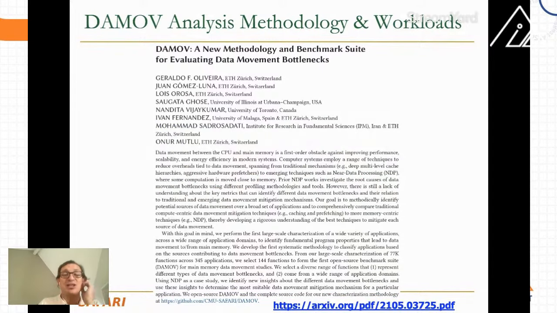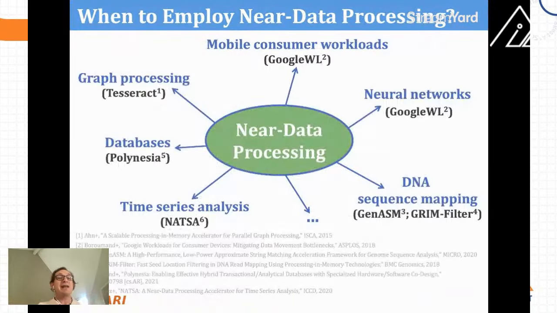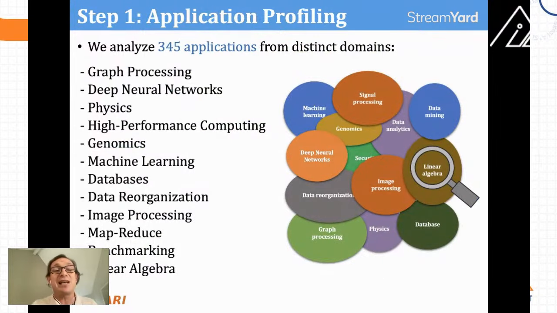So one thing I will mention quickly, because people can use it in their research also, we've developed this demo analysis methodology and workloads where we ask the question, when should we employ near data processing? Essentially, there are all these works that showed great results, but whenever a programmer or an application developer is faced with the question of what should I employ near data, what should I ship to the near memory processor, they need to analyze their workload and analyze their function. So we wanted to ease this development. Basically, in this work, we analyzed 345 applications from many distinct domains, as you can see. You can find the full list in the paper.